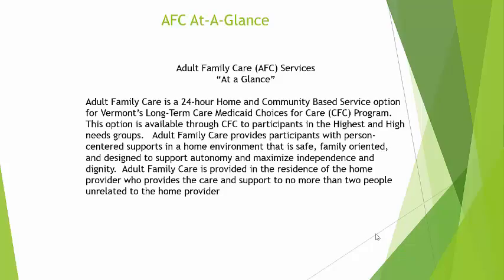So as you know, adult family care is our only Choices for Care 24/7 home and community-based option. It's available to Choices for Care participants who are in the highest and high needs groups, so who meet our nursing home level of care for clinical eligibility. And this option is where an individual resides with a home provider who is unrelated to them. The home provider can have no more than 2 unrelated individuals in the home at one time because it is an unlicensed option.